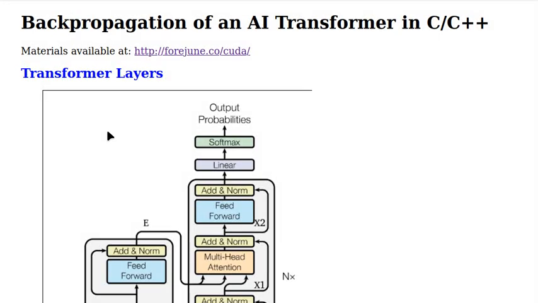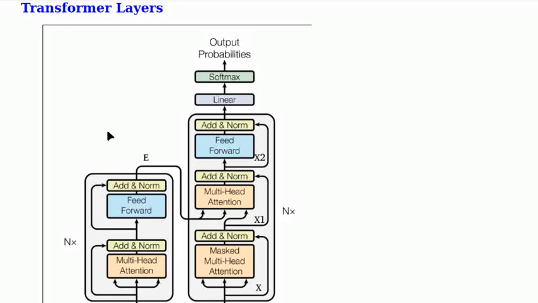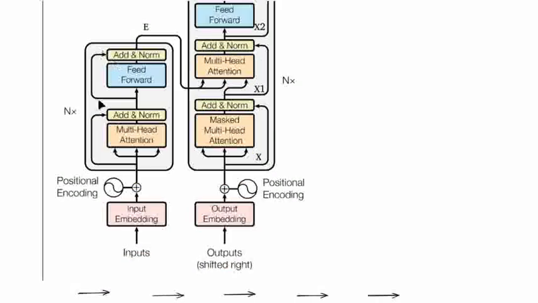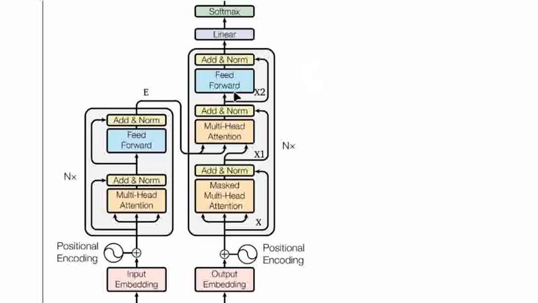This figure shows the transformer architecture. We discussed this before. This is the encoder. It repeats 6 times, and this is the decoder. It also repeats 6 times. So that means we have 6 encoder layers, and 6 decoder layers. The final output of the encoder is E, and this will be input to the cross multi-head attention of the decoder.